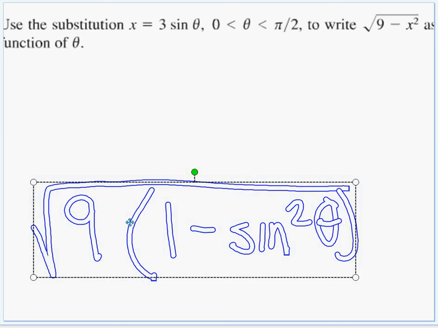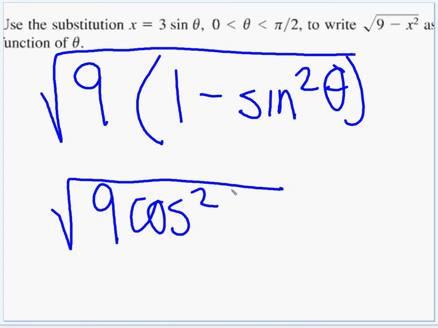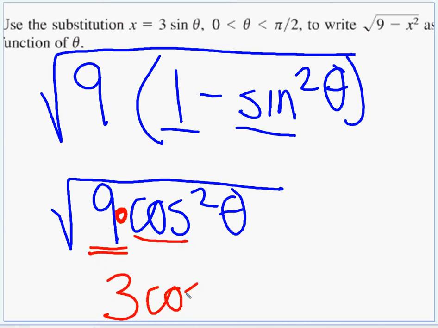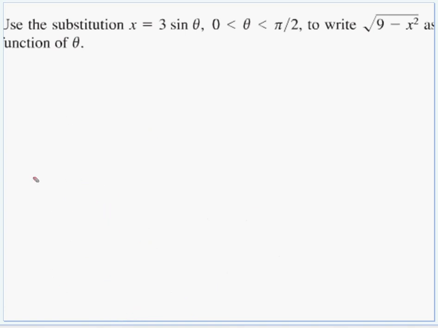So now we can look at our Pythagorean formulas and replace the 1 minus sine squared with cos squared. Up here we had two terms, so we could not take the square root separately. But now since we are multiplying, the root of 9 is 3, and the root of cos squared is cos theta. And again, they did tell us we are stuck in the first quadrant, so we wouldn't have to worry about whether cos is positive or negative. They're taking it easy on us and making sure everything stays in the first quadrant, nice and positive.